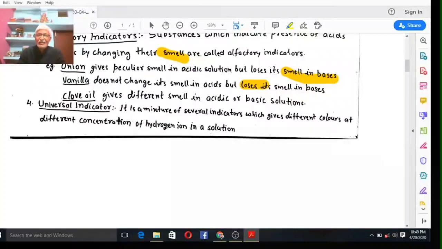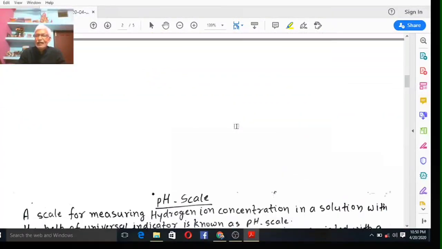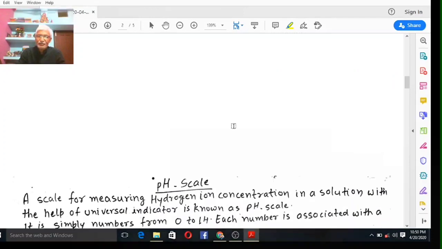But these indicators only indicate the presence of acids or bases; they do not indicate the strength of the acid or base. Therefore, a universal indicator is used for this purpose. A universal indicator is a mixture of several indicators which gives different colors at different concentrations of hydrogen ion in a solution. It works only on the basis of hydrogen ion concentration.